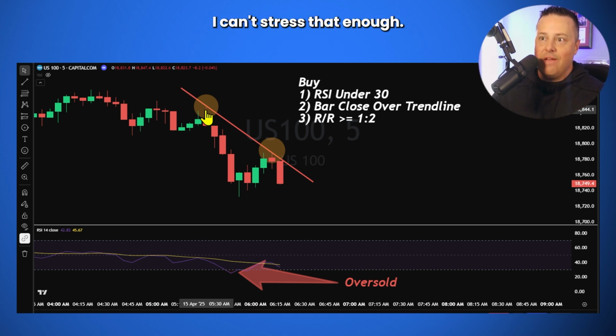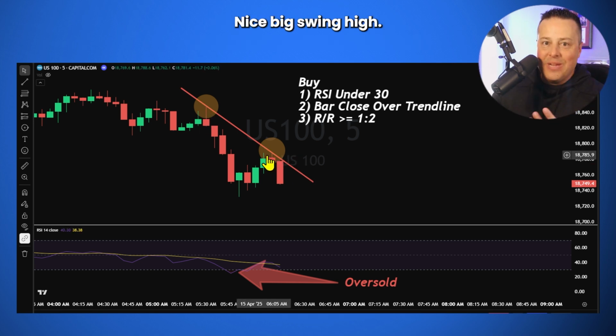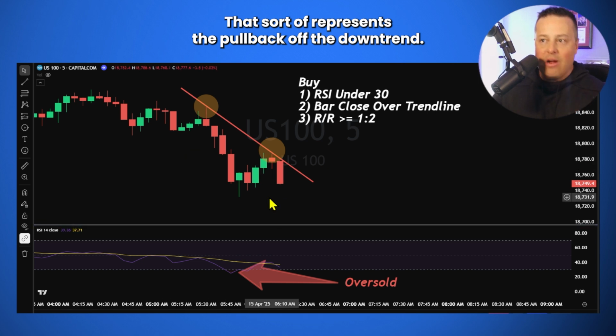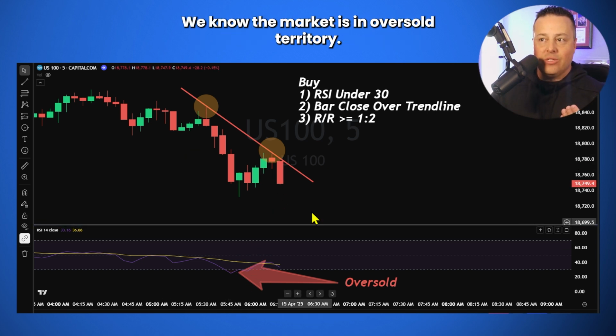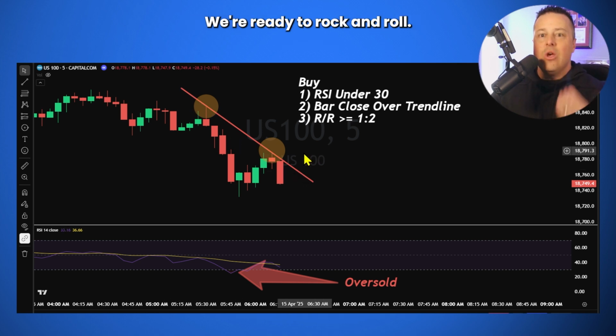I can't stress that enough. Nice big swing high, nice big swing high. That sort of represents the pullback off the downtrend. The real question is where do we go from here? We know the market is in oversold territory. We've got our 2 touch points. We're ready to rock and roll.